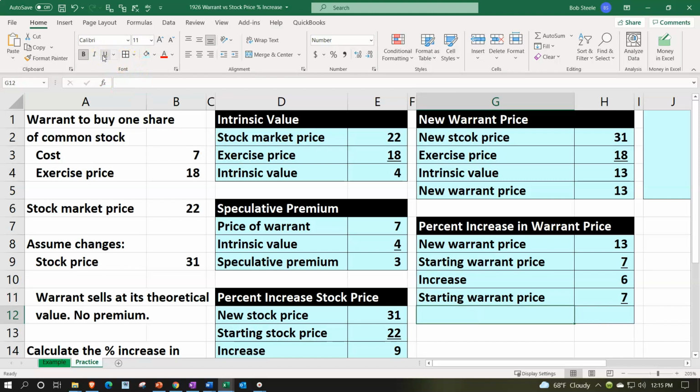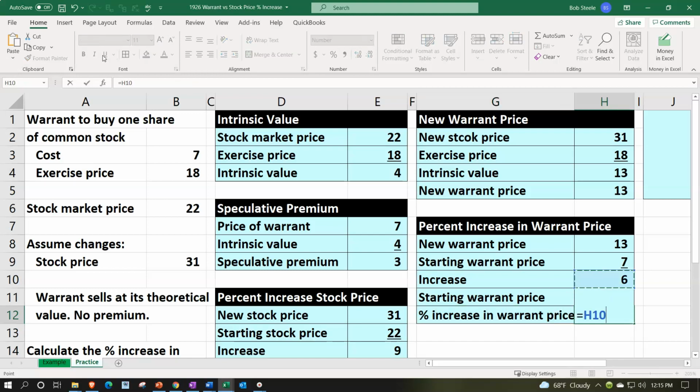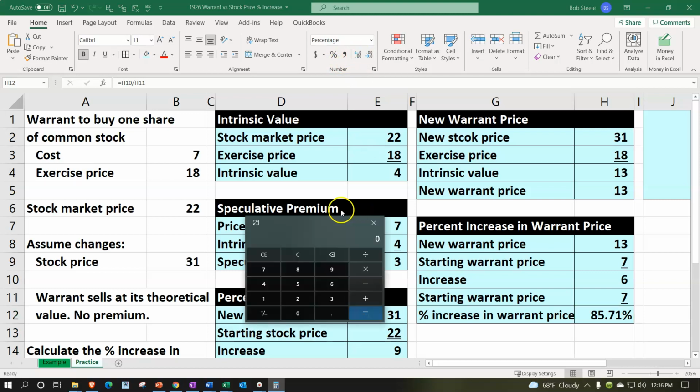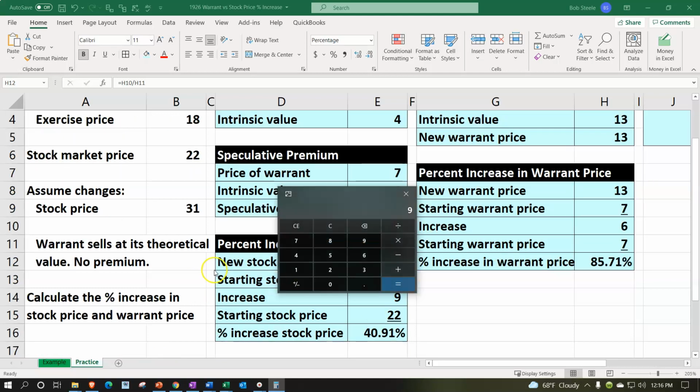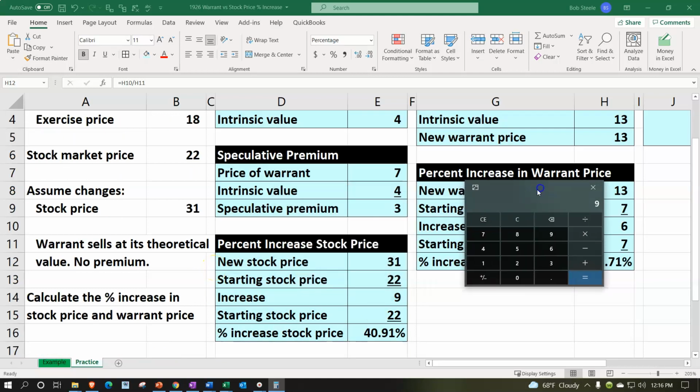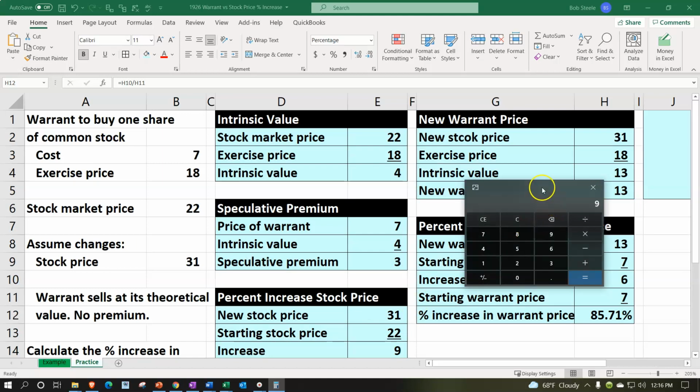We're going to say this is going to be the percent increase in warrant price, which is equal to the 6 divided by the 7. Percentifying that number, group, percentify, add a couple decimals. There we go, 85.71. So if we think about this, of course, this increase had a change here on the intrinsic value. The intrinsic value, 13 minus 4, which is $9, and that's the same as the change we had down here, of course, in the stock price, changed by that $9.